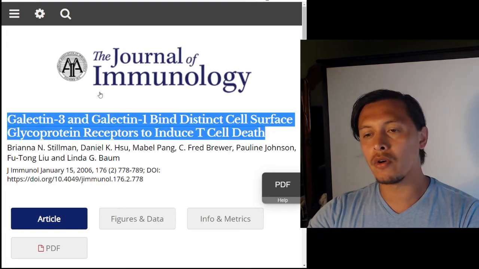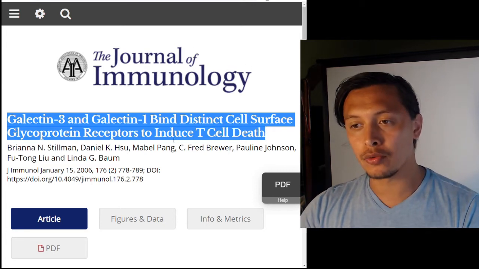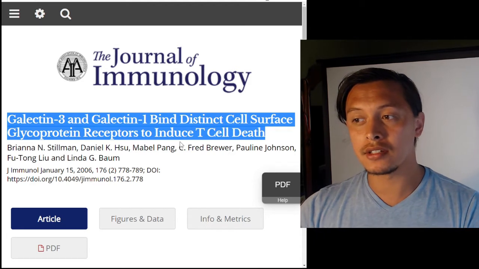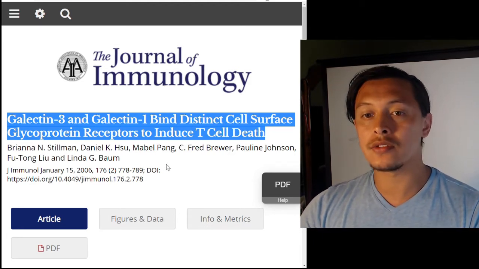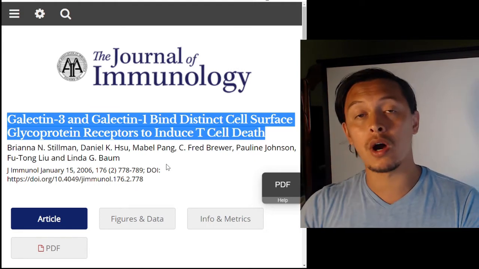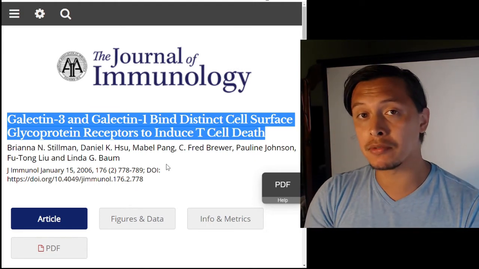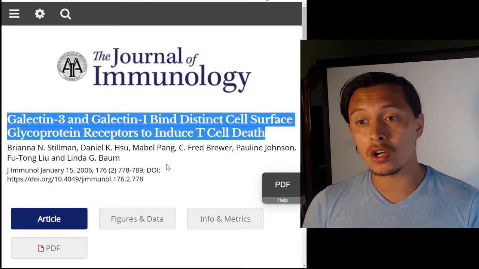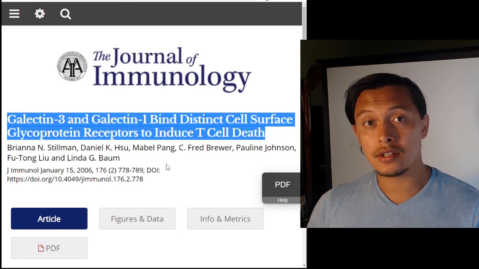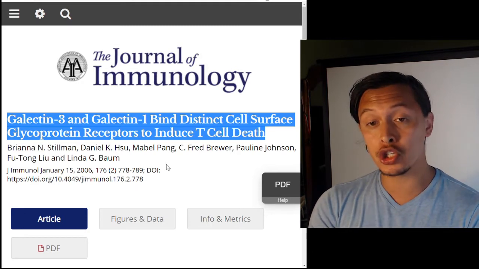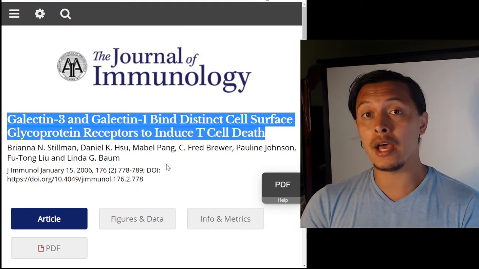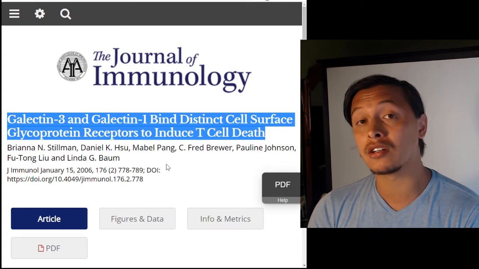Okay, so I want to go over this paper called Galectin-3 and Galectin-1 bind distinct cell surface glycoprotein receptors to induce T cell death. One of the reasons I wanted to go over this is, if you've seen my previous papers, I strongly believe that Galectin-3 is able to work with Galectin-3 binding protein to help put you into this pro-inflammatory and pro-thrombotic, or pro-blood clotting, response.